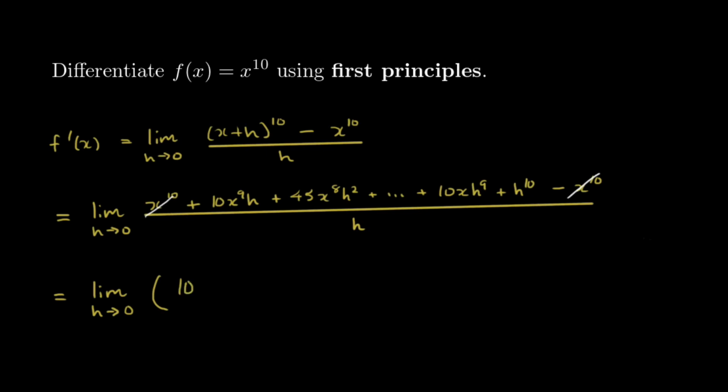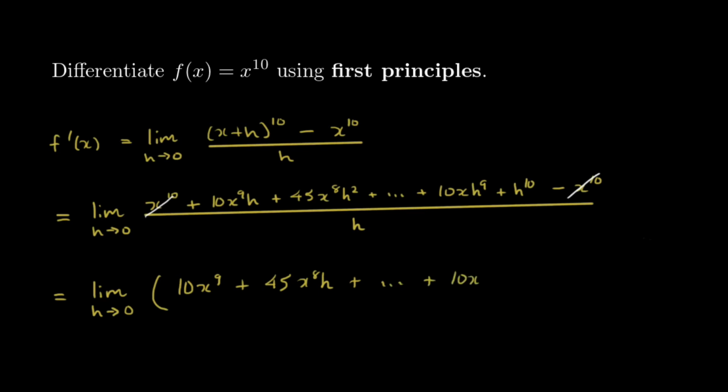And the first one's going to be 10 times x to the power of 9, because when I divide that first term, you get a cleaner x here, x to the power of 9. When I divide 10x to the power of 9 h by h, the h cancels. And then we'll have 45 x to the power of 8 with an h left behind. And I don't know what the next term is, but I know there's going to be an h in it. And same for the next few until we hit 10x.